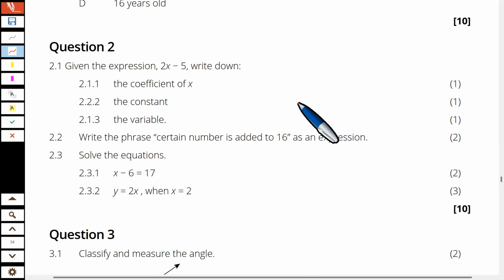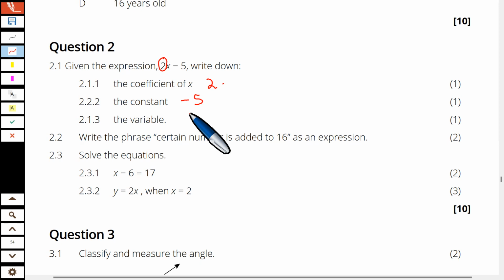Right, so given the expression, write down the coefficient of x. The coefficient of x is this one here. Well, the coefficient of x is the number 2. Which one is the constant? 5. The constant is minus 5. So the constant becomes minus 5. For the constant, you take it with the sign.